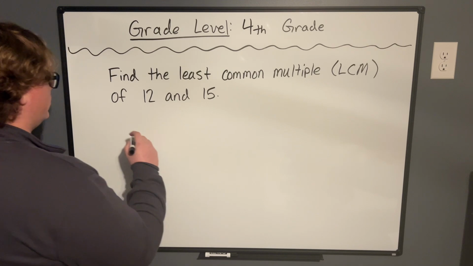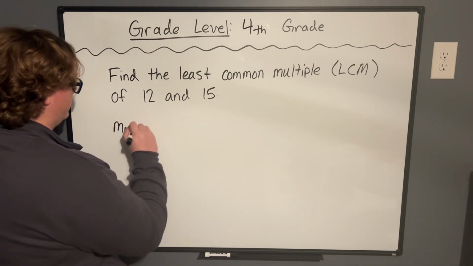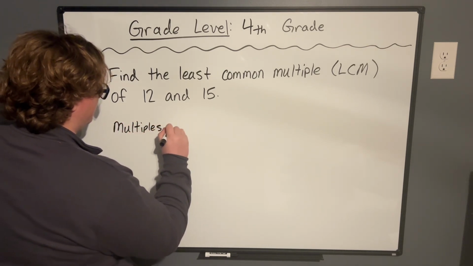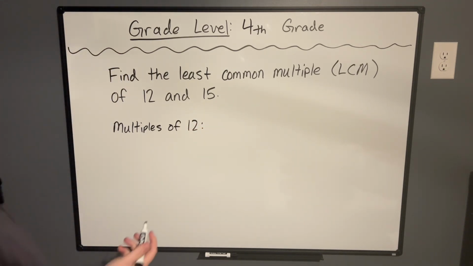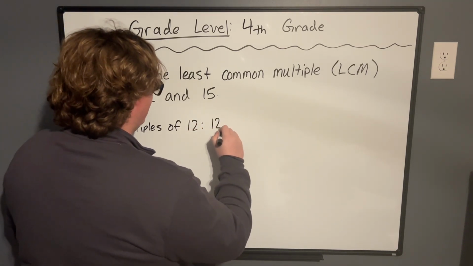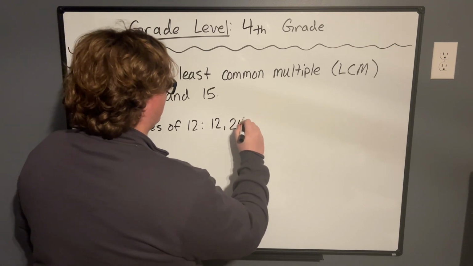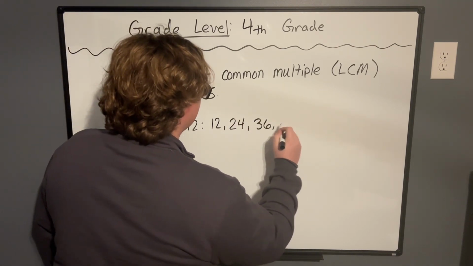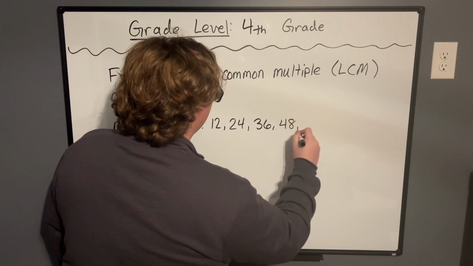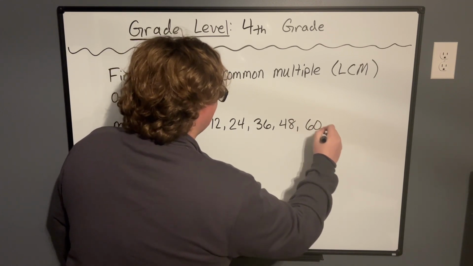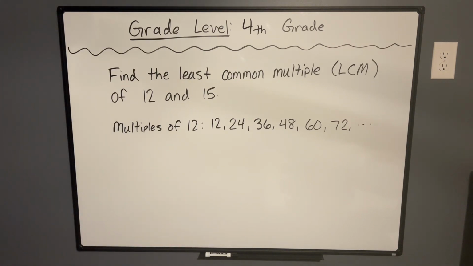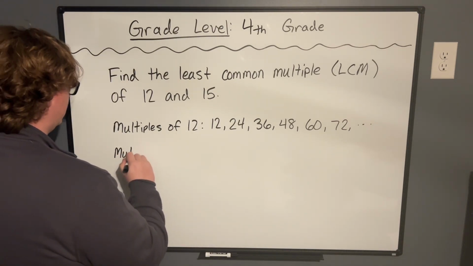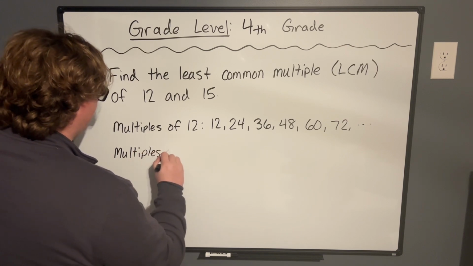Right, so let's look at the multiples of 12 first. So multiples of 12. Of course, we can multiply 12 by 1, and we would get 12. If we multiply by 2, we get 24. By 3, we get 36. By 4, we get 48. And by 5, we get 60. By 6, we get 72. And we could keep going, right? We could go on. Those are all the multiples of 12. Now, let's look for the multiples of 15.